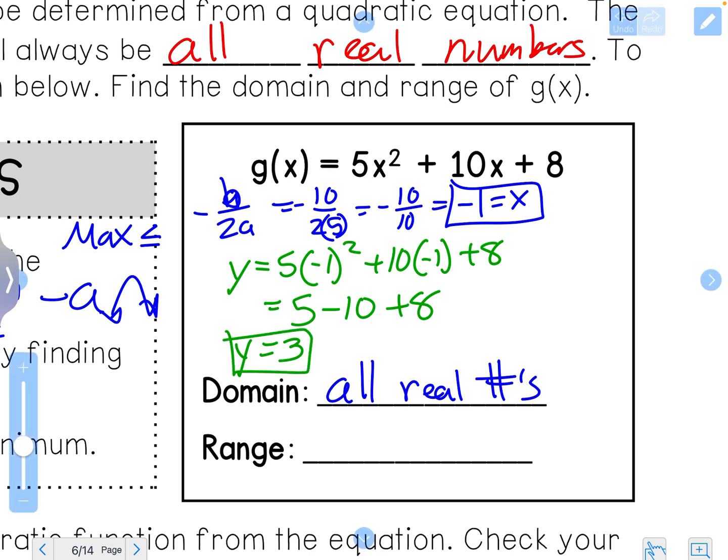So once we find that 3, we look at our a value. Our a value is a positive 5. If it's a positive 5, that tells me it's a smiley face. So that means my y is going to be greater than or equal to 3.